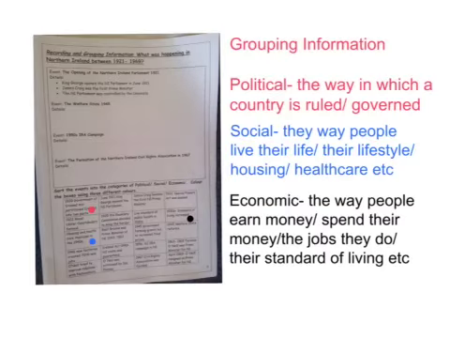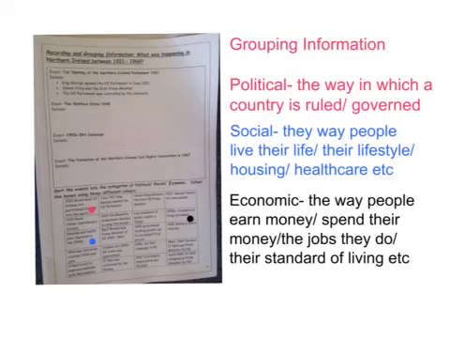Your next task is to sort the events at the bottom of page 9 into 3 different groups. The groups are political, social and economic. Political means the way in which a country is ruled or governed. Social means the way people live their life, their lifestyle, their housing and their healthcare. And economic means the way people earn money, they spend their money, the jobs they do and the standard of their living. You will need 3 different coloured pencils to complete this task.